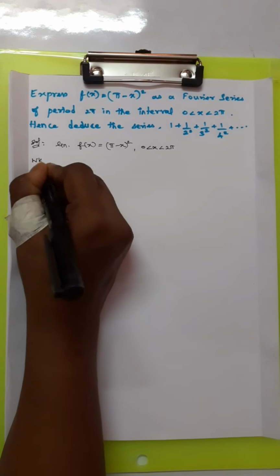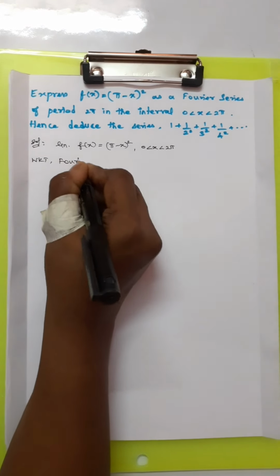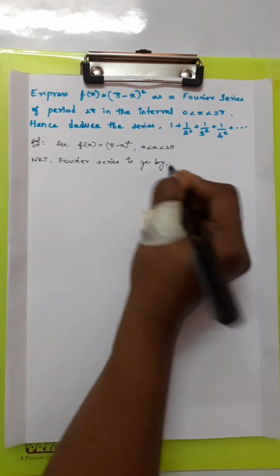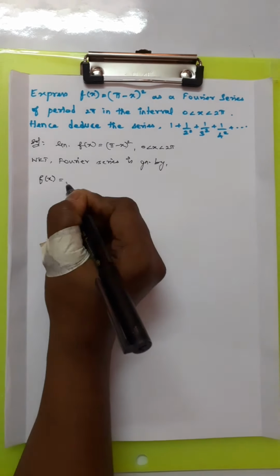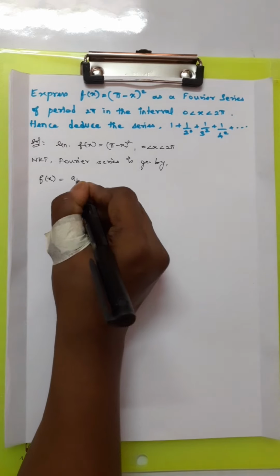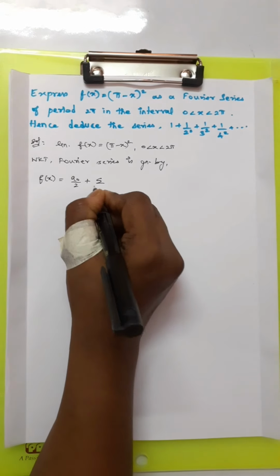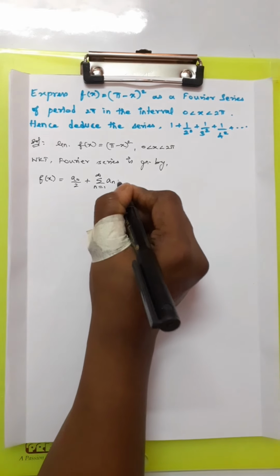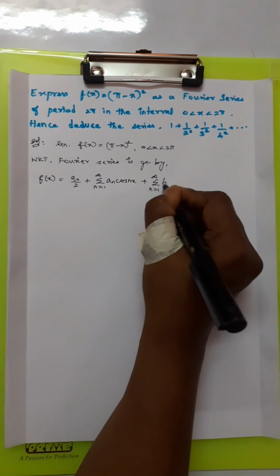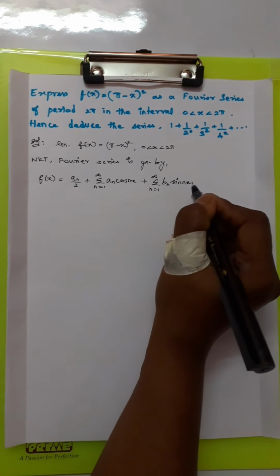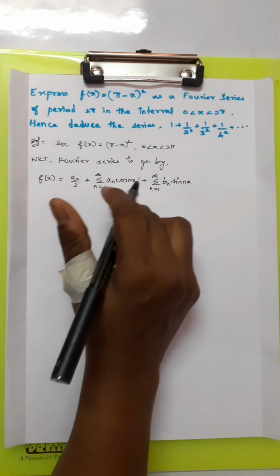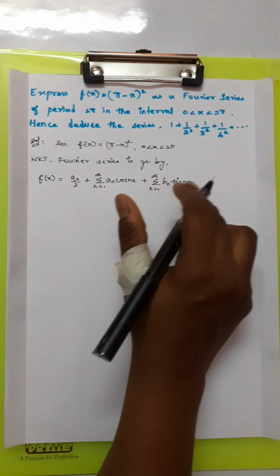Right. We know that Fourier series is given by f of x is equal to, here it is full range and it is general Fourier series. So f of x is equal to a naught by 2 plus summation n is equal to 1 to infinity an cos nx plus summation n is equal to 1 to infinity bn sin nx. If the limit is given in the form of pi, then the Fourier series is given by a naught by 2 plus summation an cos nx plus summation bn sin nx.